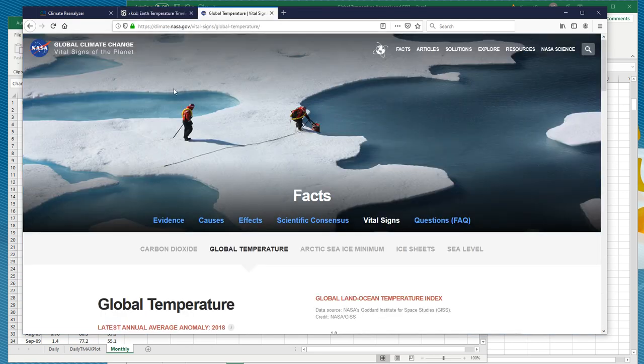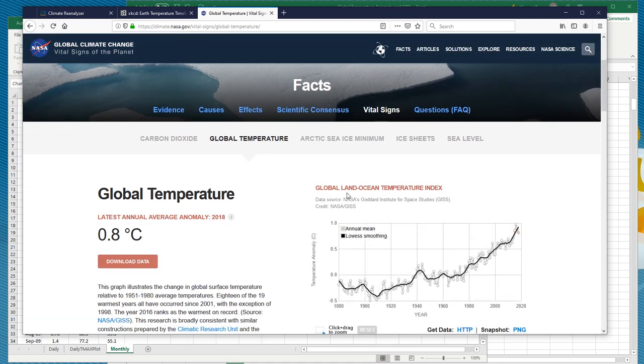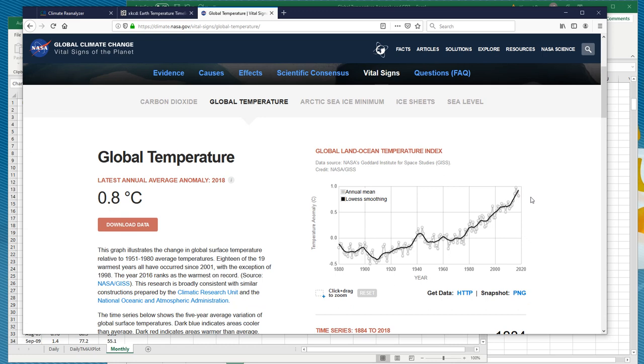So then we go to this site run by NASA, climate.nasa.gov, and it can give us similar information. Here's the global land-ocean temperature index, which is sort of an average of every spot on the Earth. We are right now 0.8 C above our average from 1951 to 1980, I believe.